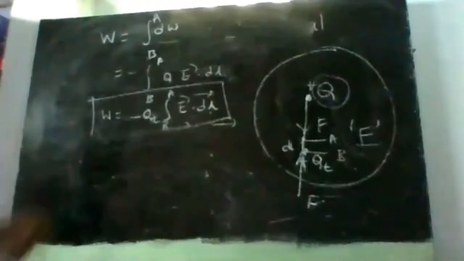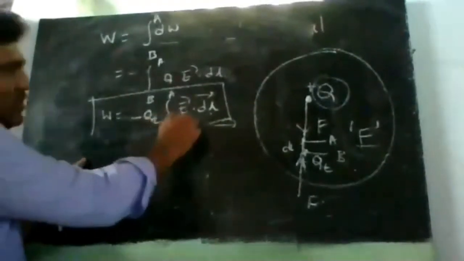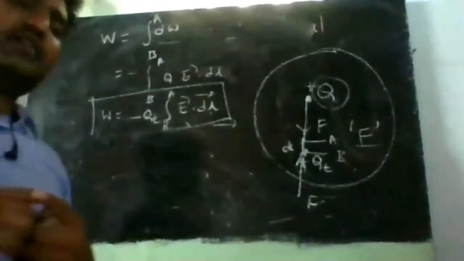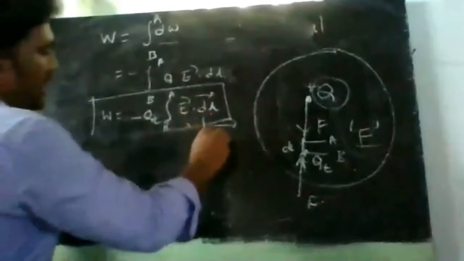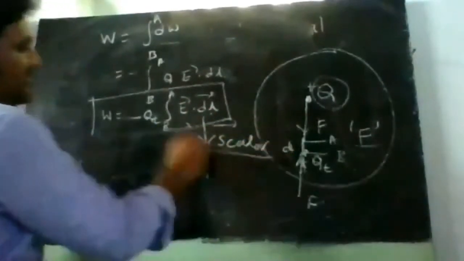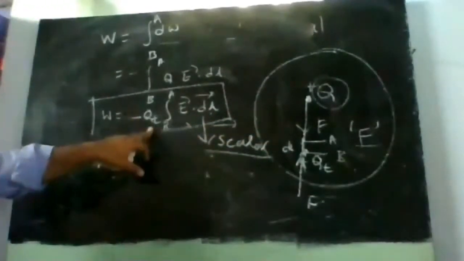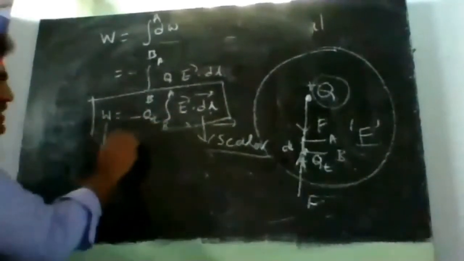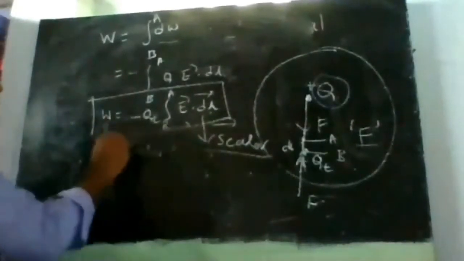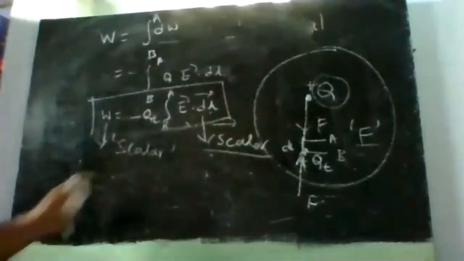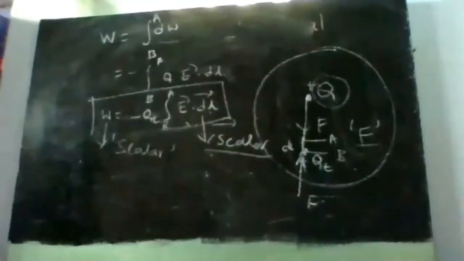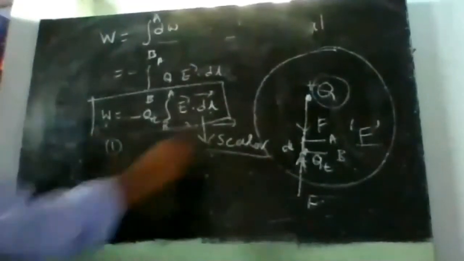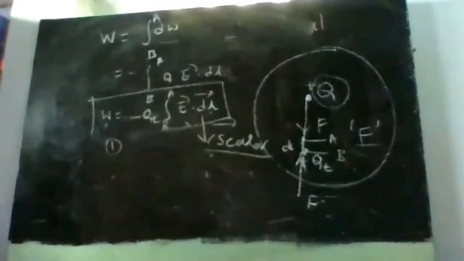We have to remember that E bar and dl bar both are vectors. So the dot product of two vectors will always be a scalar. Remember, this is a scalar. Charge is also a scalar. All these things are scalar quantities. So work done is always a scalar quantity. Work done in moving a test charge will always be a scalar quantity. That is one important point we have to remember.